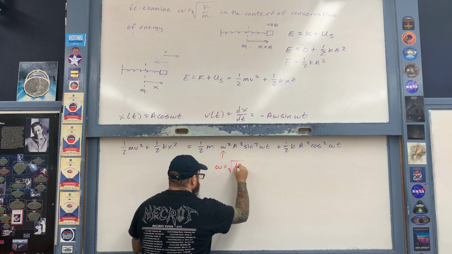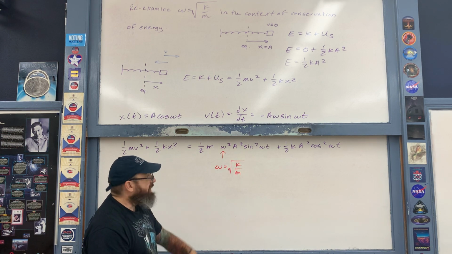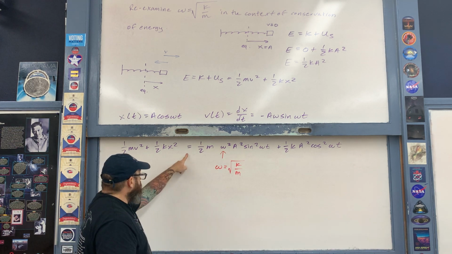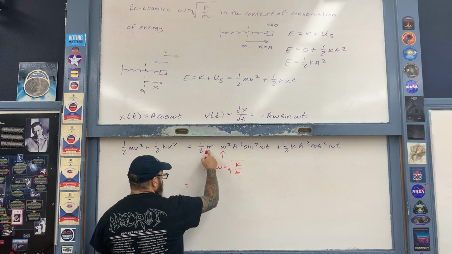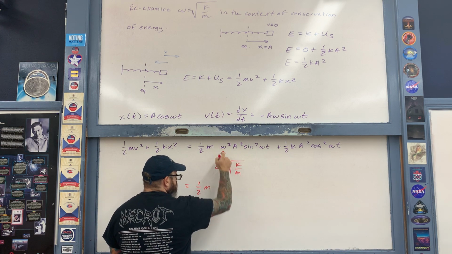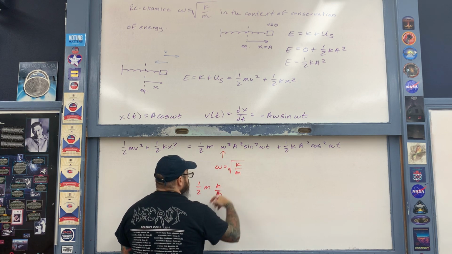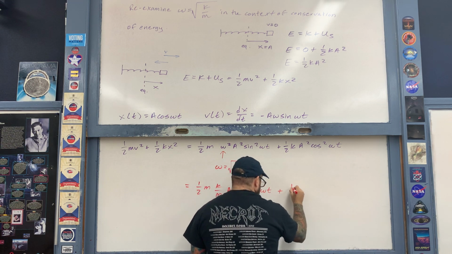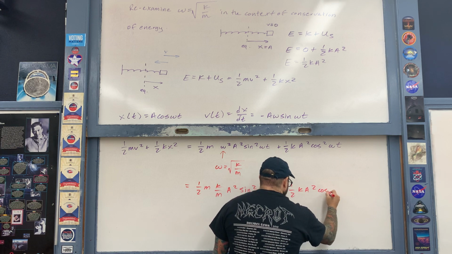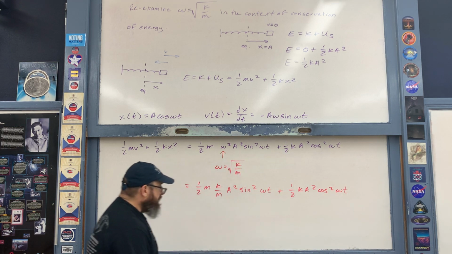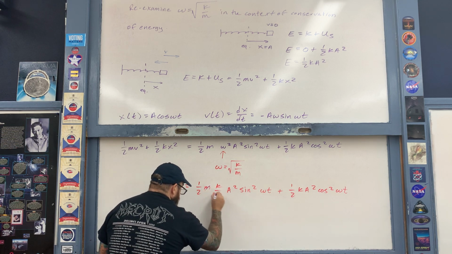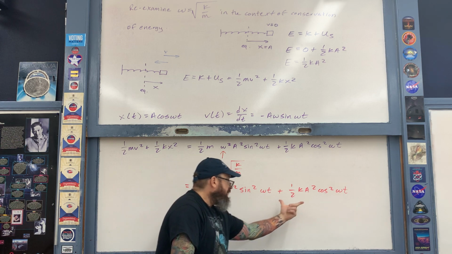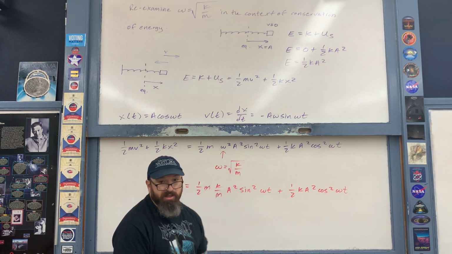But let's plug in the following: omega is the square root of k over m. Let's plug that into this expression and see what happens. This quantity is now equal to 1/2 m times omega squared, so square this, times A squared sine squared omega t. And the other term remains the same. Now notice in the first term that the mass m cancels here and here. Now I have a 1/2 kA squared as a coefficient here and a 1/2 kA squared as a coefficient here. Let's factor it out.